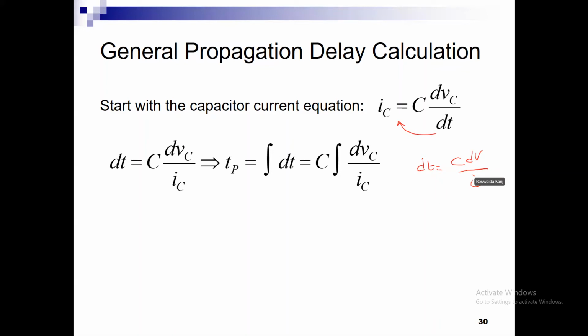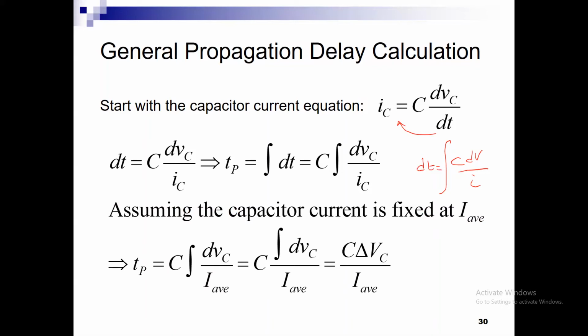Okay, and therefore the delay is going to be the integral of this quantity here. Okay, this is a little bit complex. We're going to simplify it. We're going to say that since I cannot get I at every time point because the equations of the transistor are nonlinear, the current, I'm going to approximate Tp or the delay as C times delta V, integral of dV over the interval over I average.